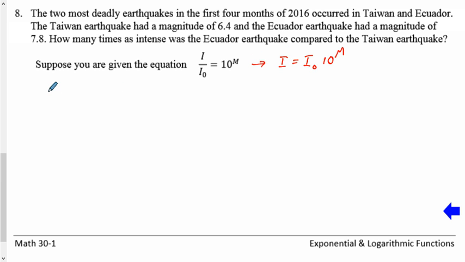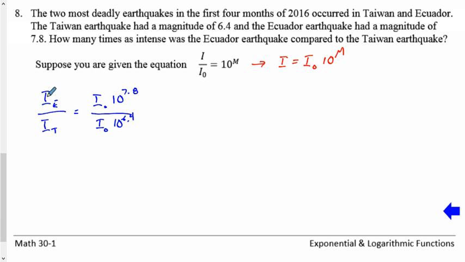So I want to take the intensity of the earthquake which was the larger one. Ecuador was the larger one, so I want to find that intensity and compare it to the intensity of the earthquake in Taiwan. So I can find this ratio. I can do a substitution where I have I sub 0 times 10 to the exponent. Here, this had a magnitude of 7.8 in Ecuador, and then in Taiwan, we had a magnitude of 6.4.